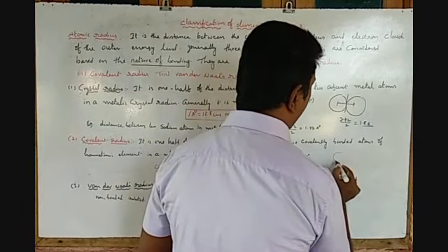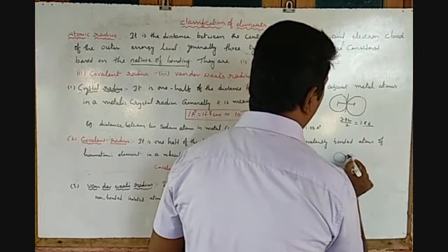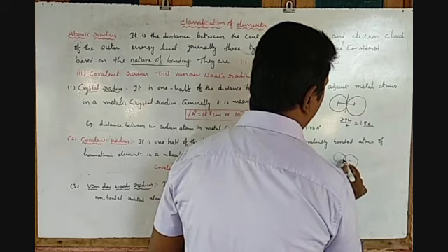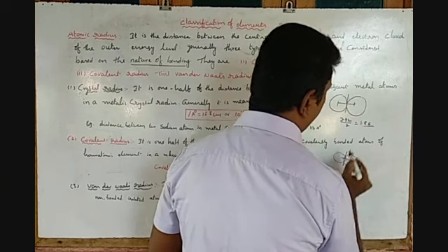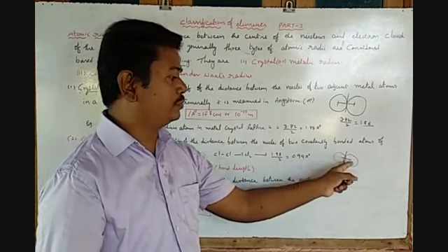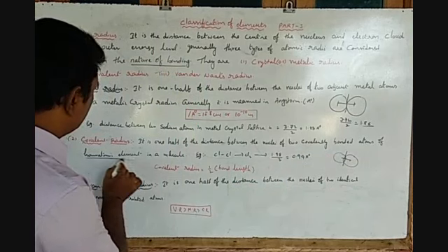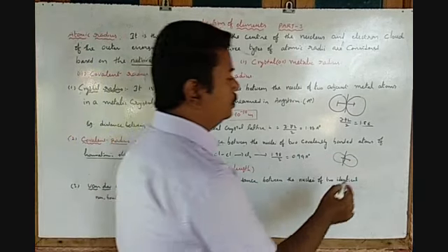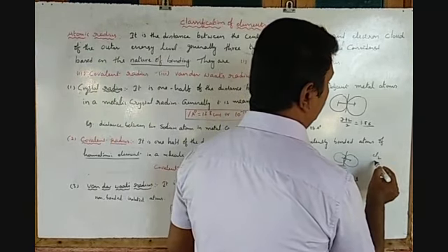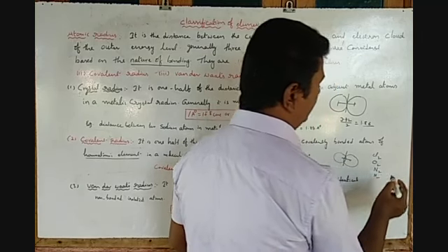So here is one chlorine nucleus, and this is the other chlorine nucleus. The distance between them, halved, is the covalent radius, measured for homoatomic molecules. Homoatomic means the same element: Cl2, O2, N2, H2, like this.